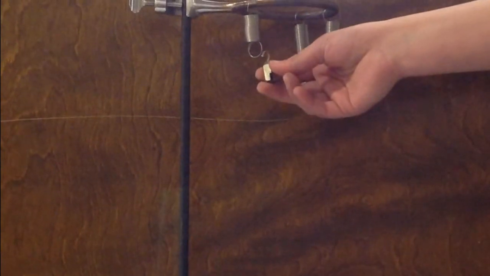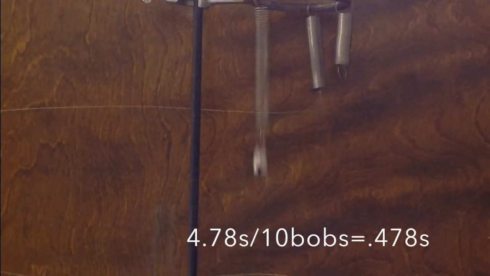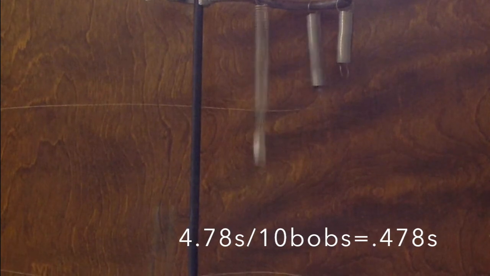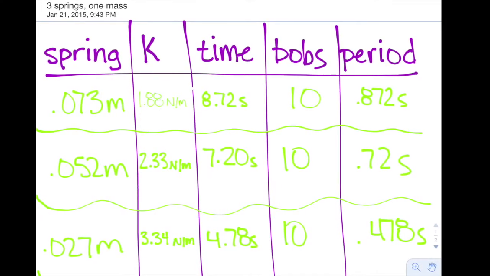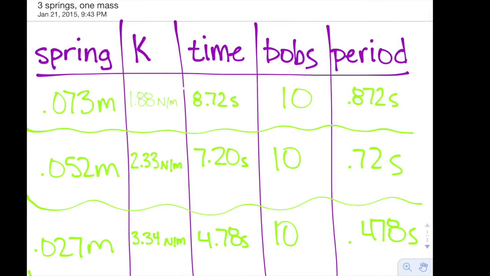The smallest size spring we used was 0.027 meters unstretched. It had a spring constant of 3.34 newtons per meter. It took about 4.78 seconds for it to do a cycle of 10 bobs, so its period was 0.478 seconds. When looking at this chart, you can see the tighter the spring is, the shorter the period.